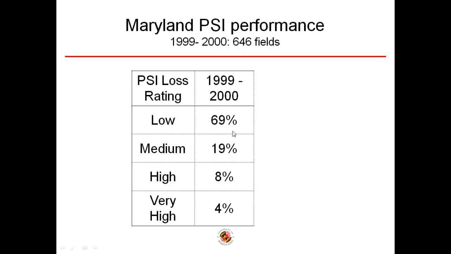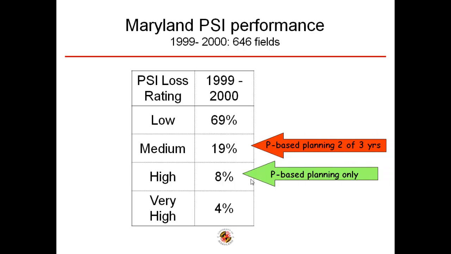So what they found was about 70% of the fields scored low, could keep on with the N-based planting, and then about 30% of the fields would have had some sort of restriction in phosphorus application, with only 4% in the very high. P-based planting 2 out of 3, P-based planting only, and no P application.